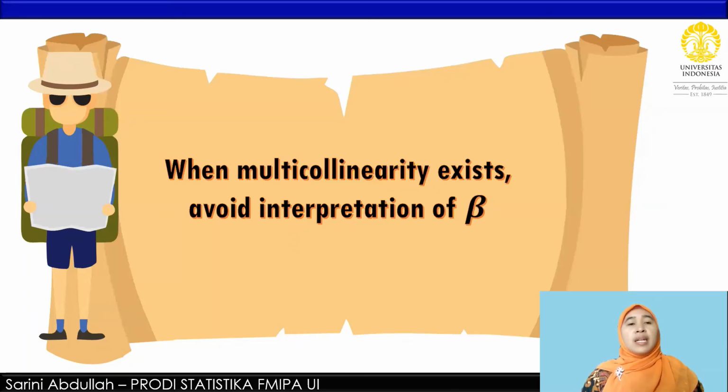So in short, when multicollinearity exists, try to avoid separate or partial interpretation of beta j, representing the contribution of each variable in explaining y. Still, we can use the model to do prediction. There's no problem with prediction when having multicollinearity in the model.